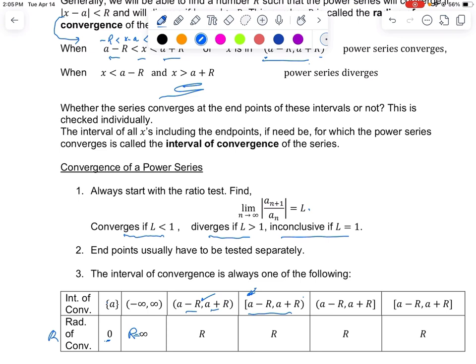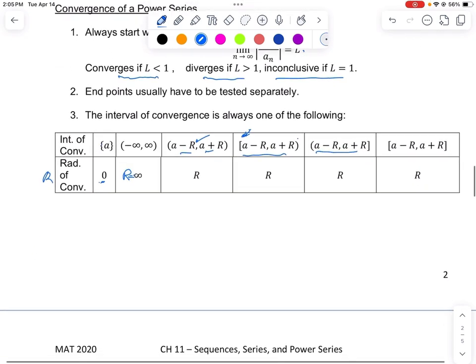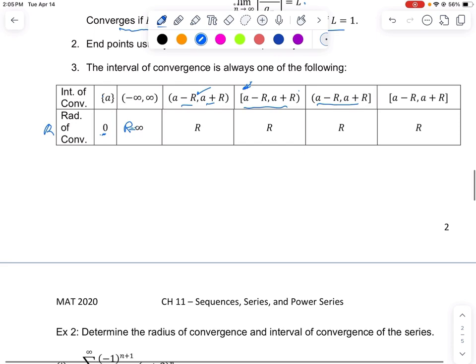In the third case, we have parentheses on the left and a square bracket on the right, which means the right endpoint is included but not the left endpoint. And the last one is on both sides we have the square bracket. It means both endpoints are included in the interval of convergence. So now let us look at examples.